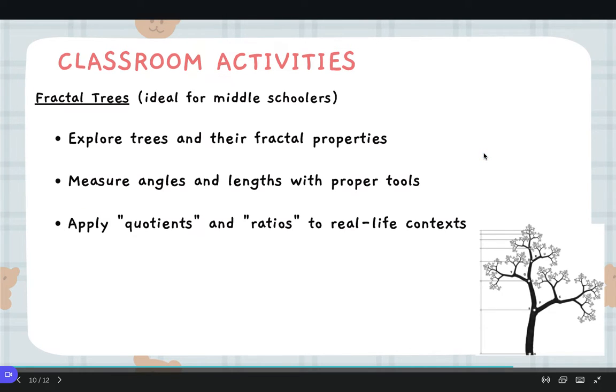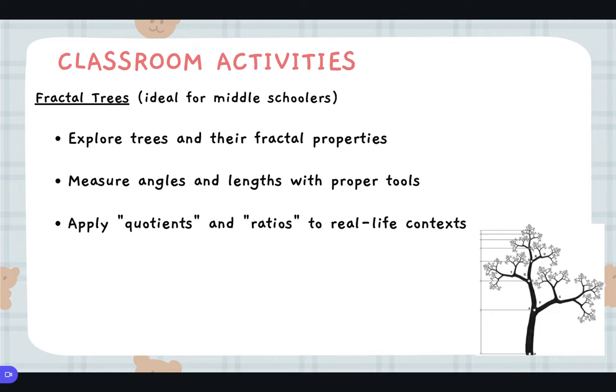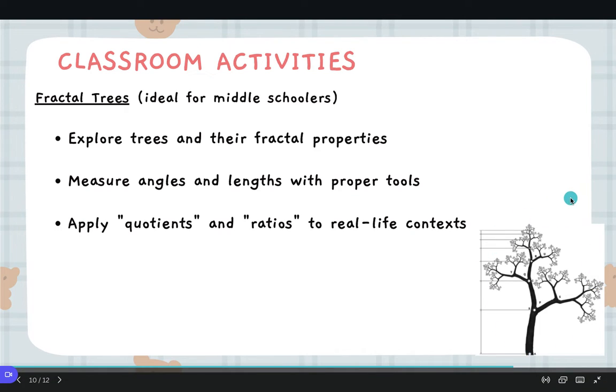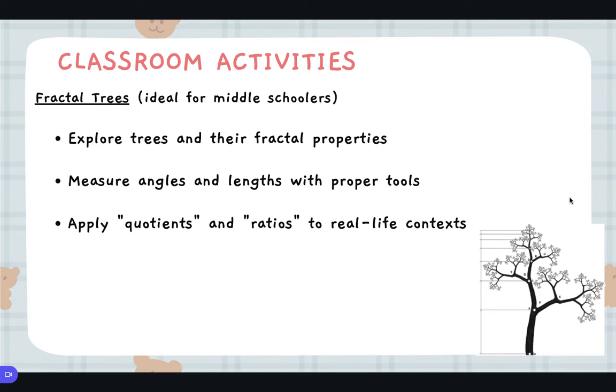So I think this is a suitable activity for middle schoolers especially because, like I said, it's simple and it helps middle schoolers to explore trees and their fractal properties. It helps them to measure angles and length with proper tools, for example, rulers and protractors. You can see that that's the tree image that I included from the worksheet. And eventually, it helps the middle schoolers to apply quotients and ratios to real-life contexts. So I'm excited about sharing this activity with my middle schoolers very soon, and I'm looking forward to hearing how they will respond to it.